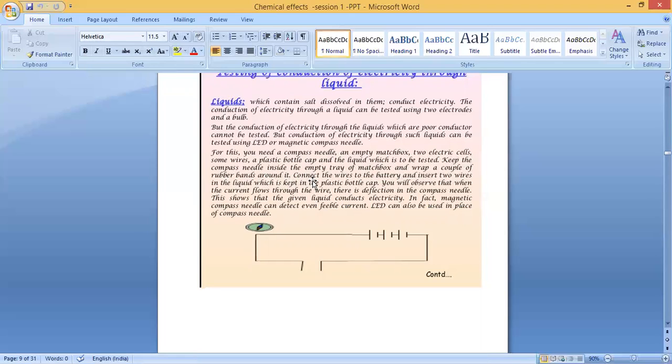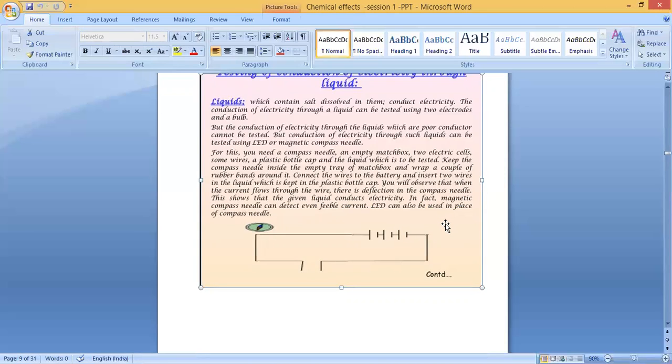Connect the wires to the battery or cell and insert two wires in the liquid. The liquid you have to take in one bottle cap, which is kept in the plastic bottle cap. You will observe that when the current flows through the wire, there is deflection in the compass needle. This shows that the given liquid conducts electricity. So that needle shows a different movement, which shows that the given liquid conducts electricity.